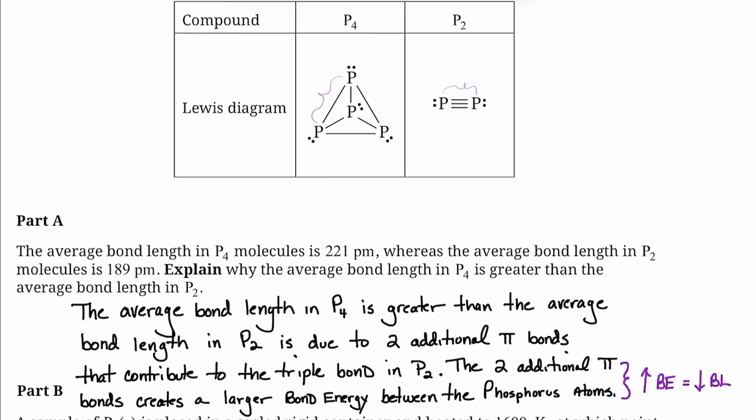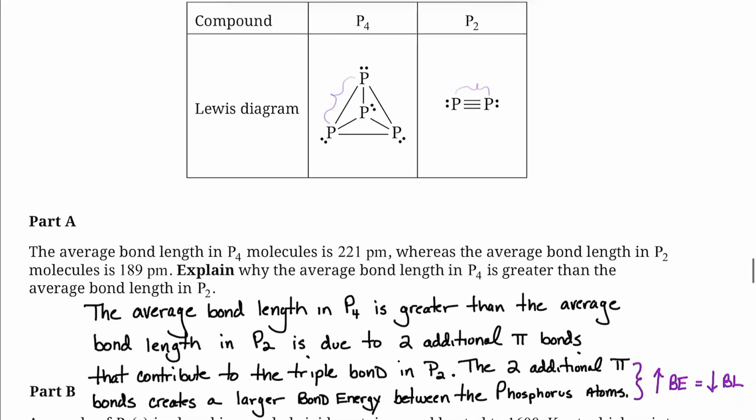And this should be pretty intuitive if you didn't quite pick it up, and maybe that's why you're here. By them telling me that the average bond length in P4 molecules is 221 and that of P2 is 189, clearly it has something to do with the extra bonds in the P2. It's got to be the answer, and it is the answer. If there are more electrons being simultaneously attracted, thus the bonds between the two P atoms, they're going to get pulled in tighter. So the bond is stronger.